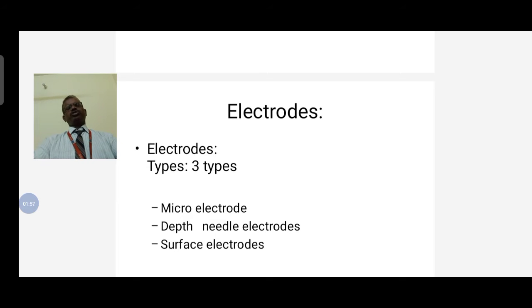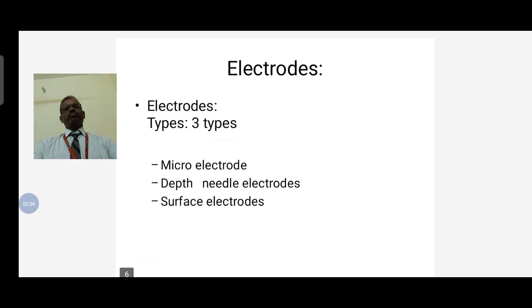Now, what are the types of electrodes? Electrodes have three types. First one is microelectrodes, second one is depth and needle electrodes, and third is surface electrodes. These are the different types of electrodes.